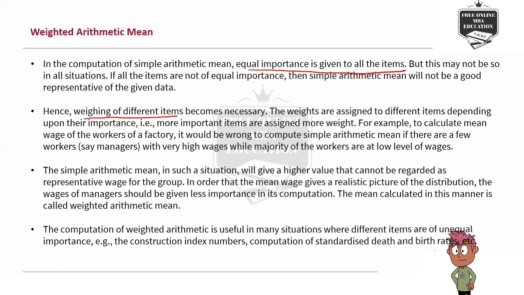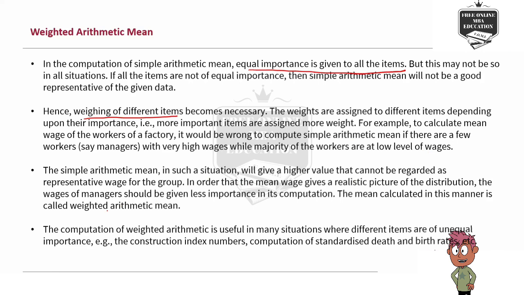So for example, to calculate the mean wage of the workers of a factory, it would be wrong to compute the simple arithmetic mean if there are a few workers with very high wages while the majority of the workers are at low wages. Now, the simple arithmetic mean in such a situation will give a higher value that cannot be regarded as representative, and that will lead to a wrong interpretation.